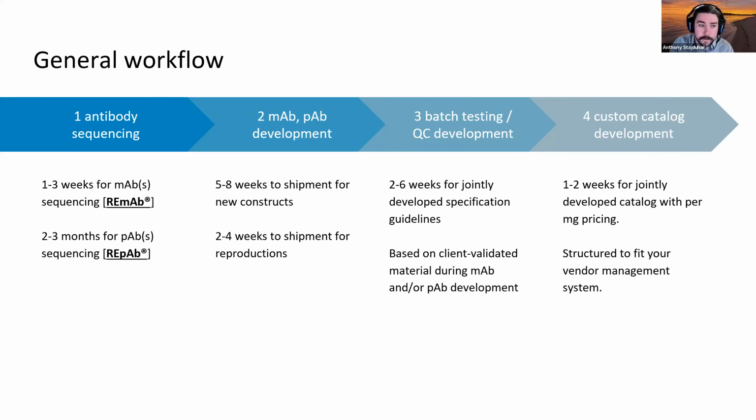And as a running theme, we've also incorporated these tags for the general workflow that we operate within, so that you guys can be aware of where each one of our technologies plugs into this framework, with respect to antibody sequencing, monoclonal and polyclonal antibody development, batch testing, and QC work. And lastly, custom catalog development. I think the latter sections are really more relevant to the Evitria side of things, whereas us at Rapid are going to be focusing on this antibody sequencing workflow for the most part.